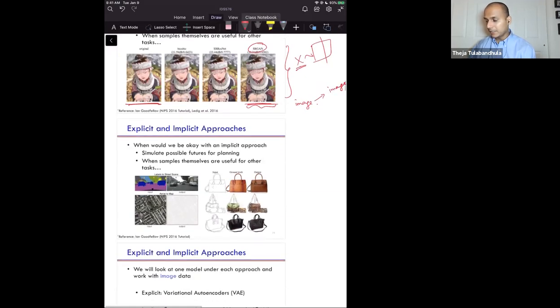Similarly, there are many other tasks, and many of these tasks are, as you can see, on unstructured data. For example, here you're going from a segmented image to the image itself, or from an aerial map to a road map. Here you could do these things using supervised learning, but you can also do it using black boxes from which you can get samples.